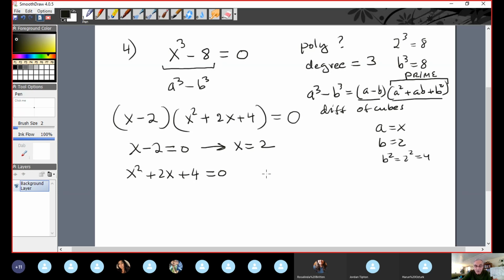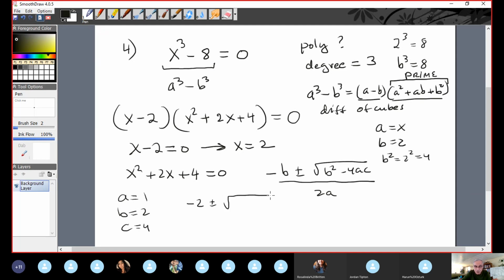The quadratic formula is minus b plus or minus the square root of b squared minus 4ac, divided by 2a. In our specific example, a is 1, b is 2, positive, and c is 4. Plugging in: minus 2 plus or minus the square root of 2 squared, because b is 2, minus 4 multiplied by 1 multiplied by 4, everything divided by 2 times 1.